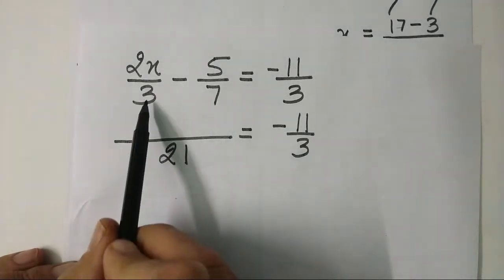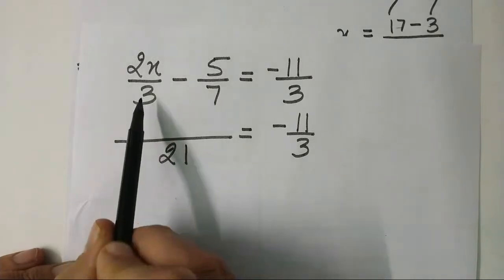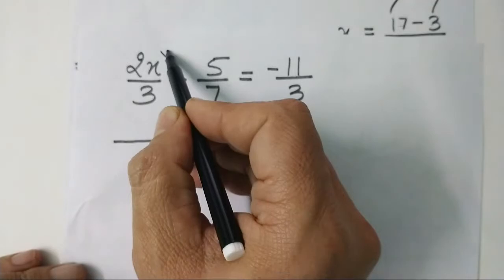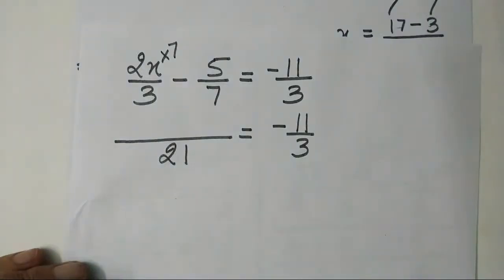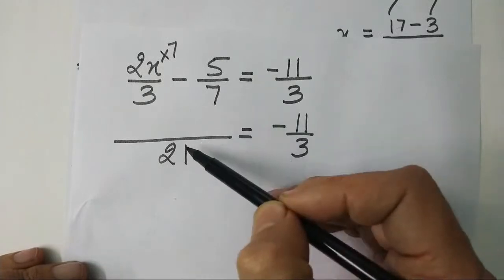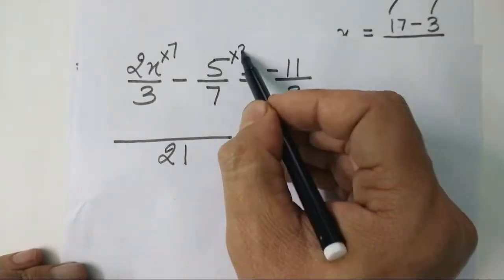Now divide 21 by 3. 3 sevens are 21. Yes, right. It will become 7. Now 7 will divide 21. 7 threes are 21. Yes, correct. 3 will come.